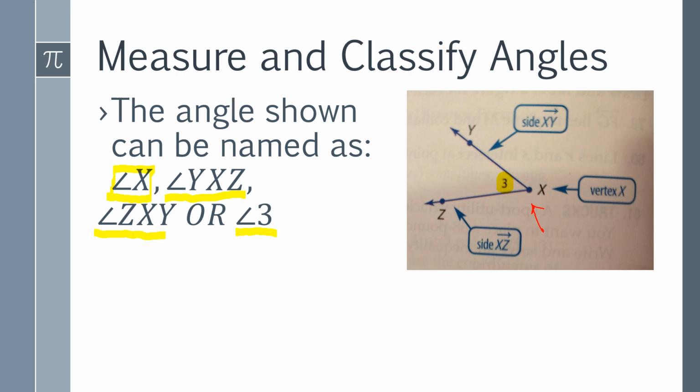So we have a number of ways we can name angles: when there's only one, or if it's numbered, or if it's got the three letters. It will always change depending upon the diagram, so you're always safe by naming with three letters.